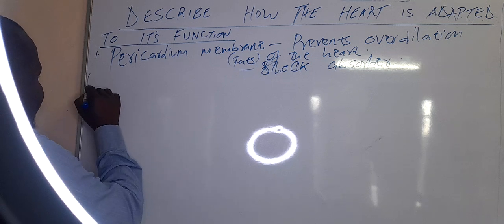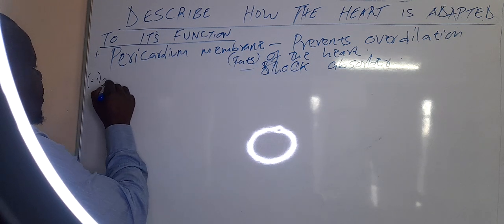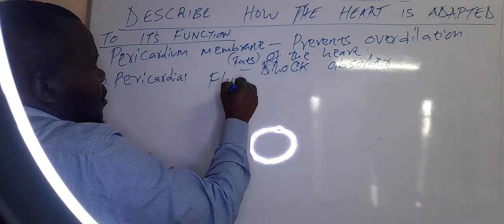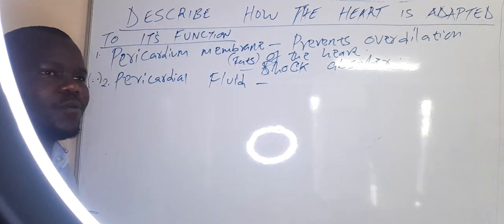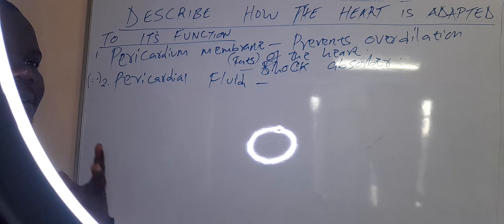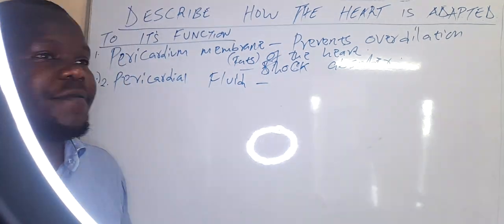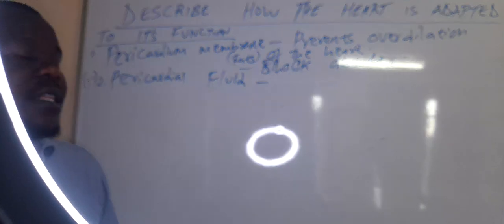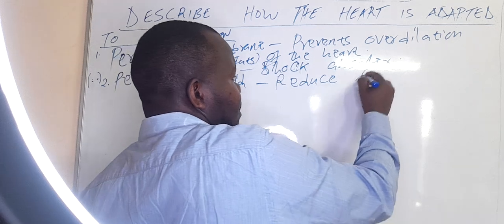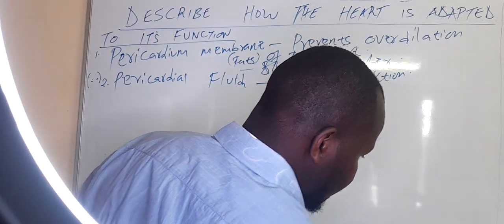Then the membranes are two, so we have the outer membrane and the inner membrane. Between these membranes, we have a fluid, which is the pericardial fluid. What will be the role of the pericardial fluid? During the pumping action of the heart, there might be friction being created, and this fluid will reduce that friction. The fluid will reduce friction.